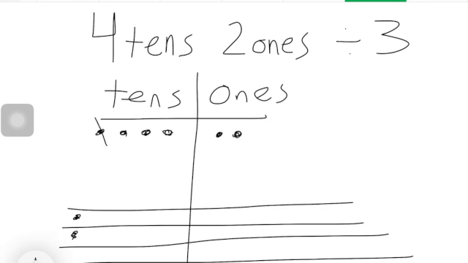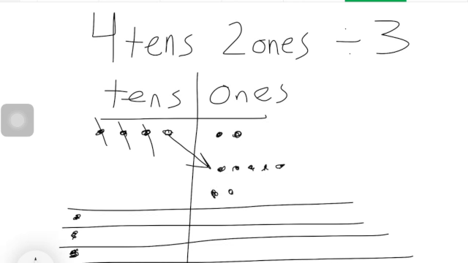I can put 1 ten here, 1 ten here, 1 ten here. Uh-oh. I do not have any room for this last ten. So what do I need to do? I need to exchange it, regroup it. So 1 ten is the same as 10 ones.